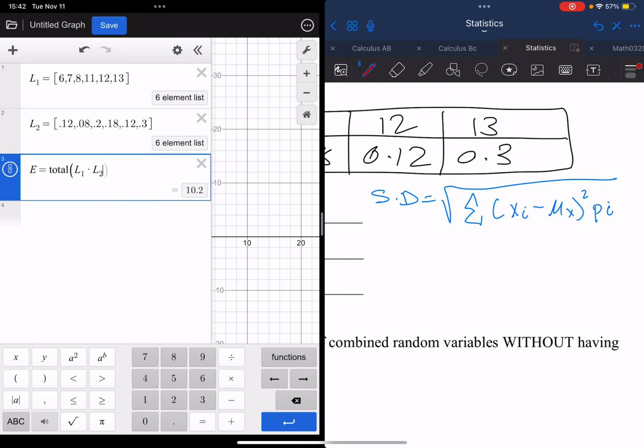For Desmos, this is how we're going to type it in. We're going to type in S is equal to the square root of the summation of n equals 1 and the function length of list 1.